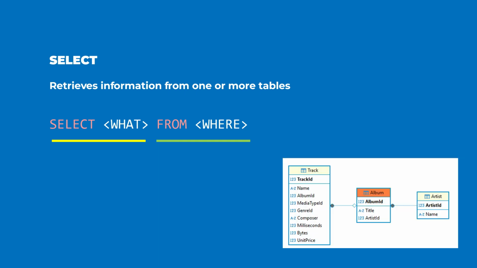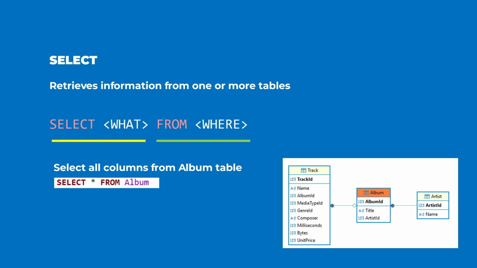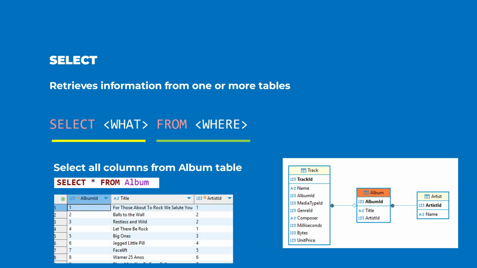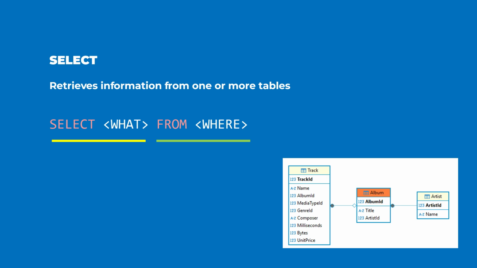I'll use the sample databases available in DBeaver. Here we have three tables: track, album, and artist. And we want to select all columns from the album table. For this, we will write the statement select star or asterisk from album. And we can retrieve all columns and rows from this table.